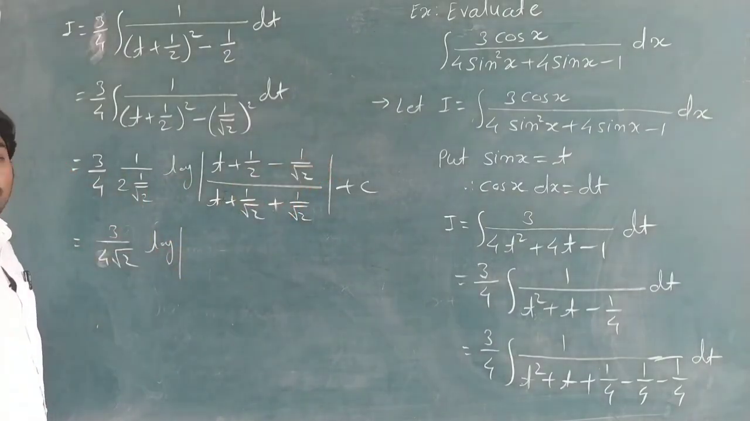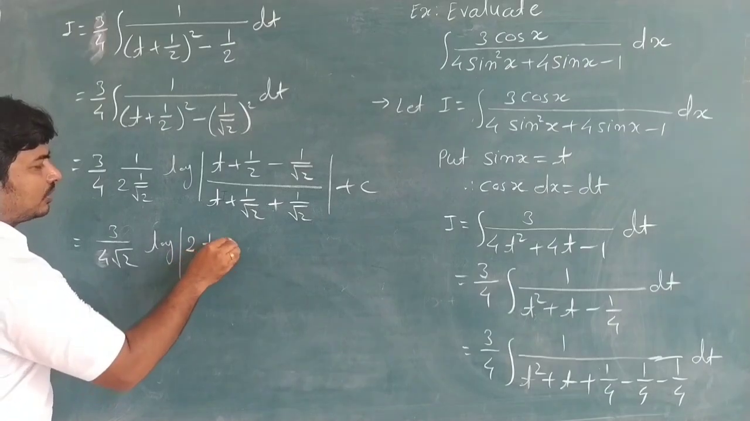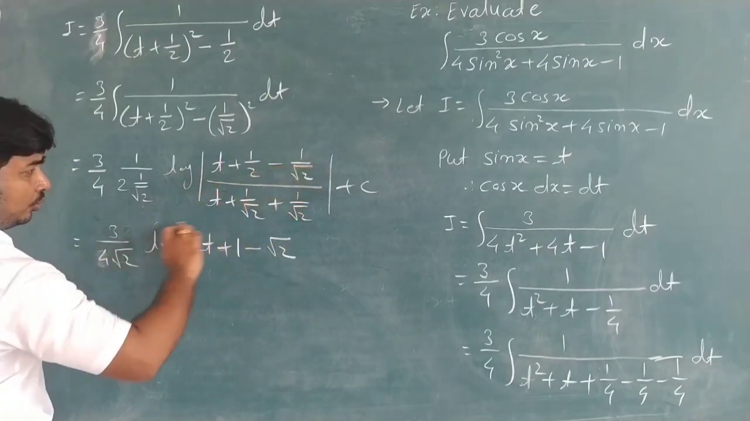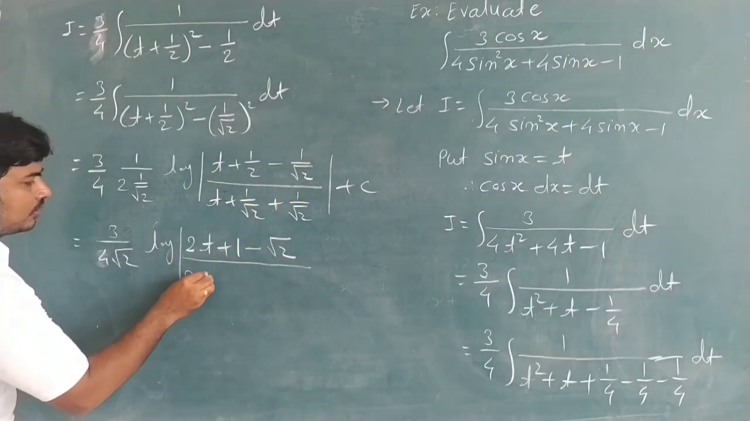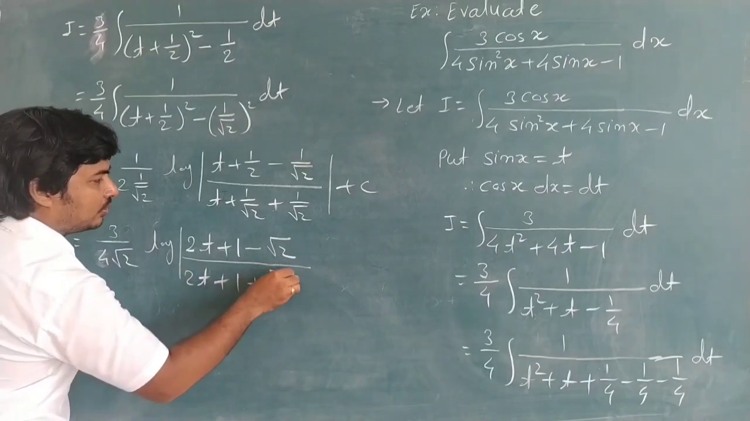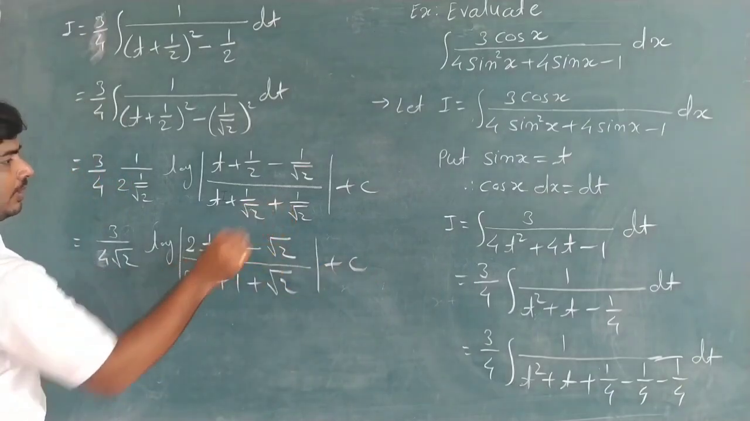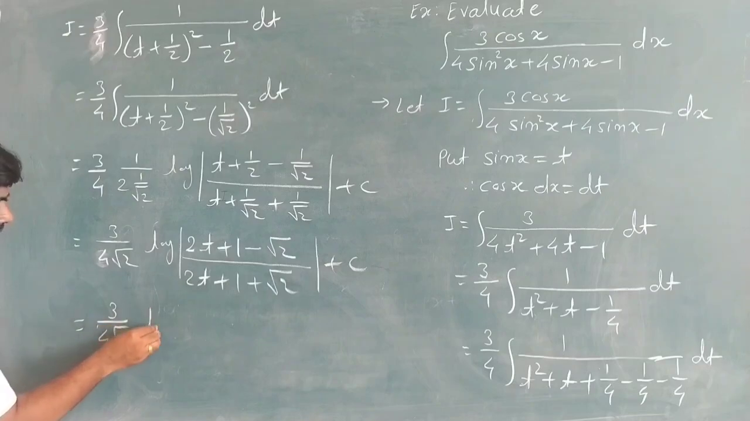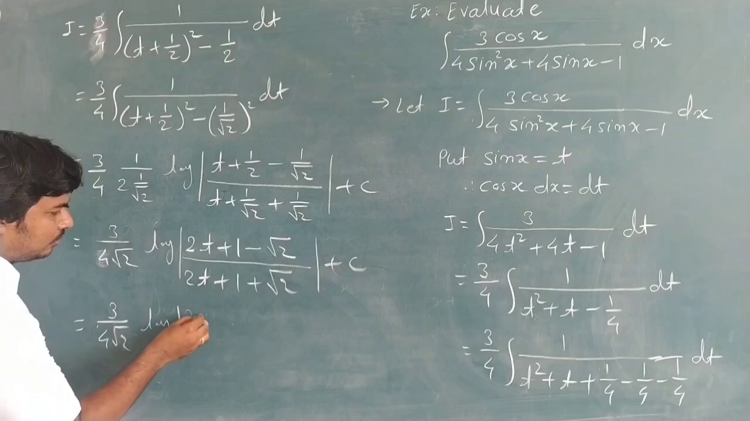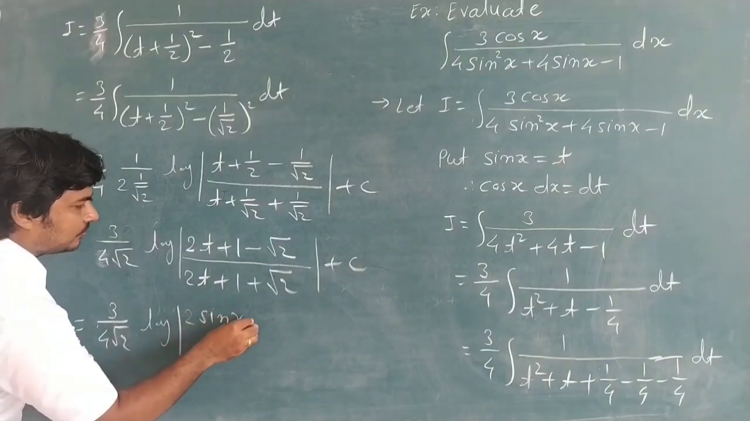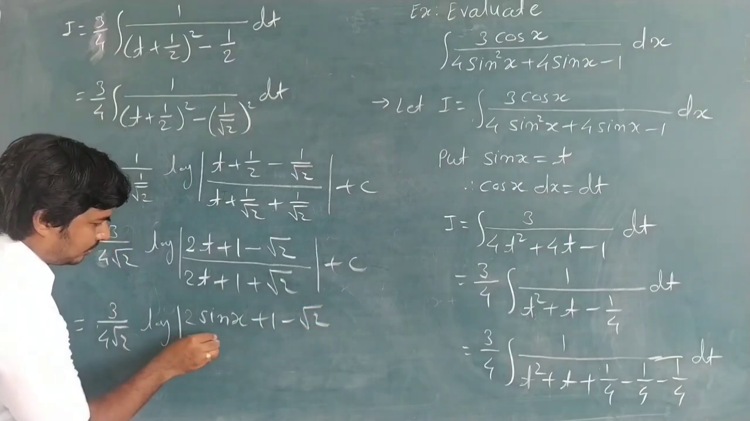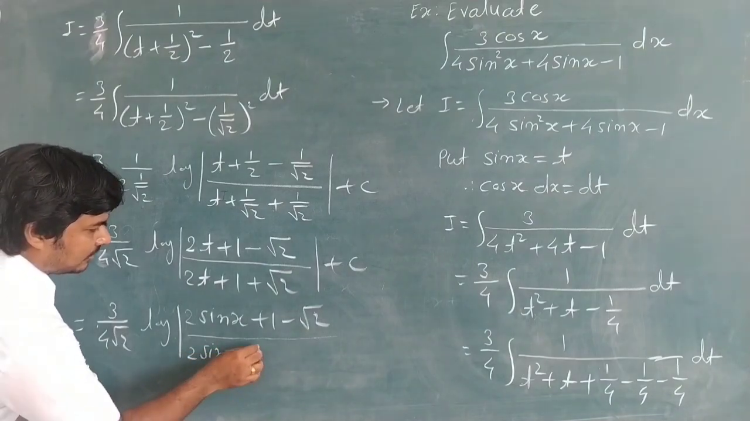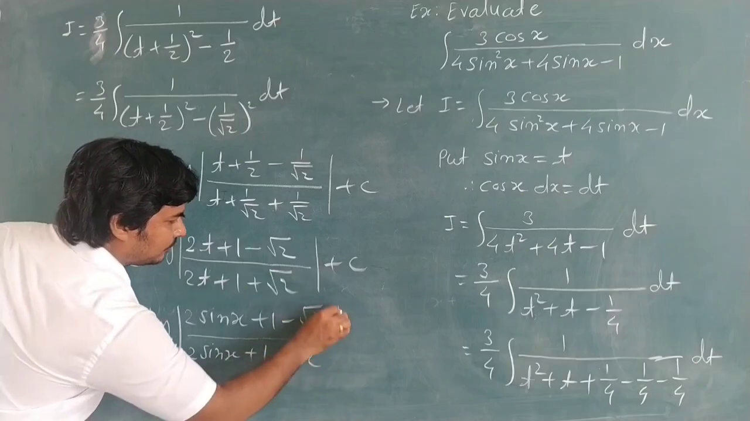Here we multiply by 2, then we get 2t plus 1 minus under root 2. See carefully, here we multiply by 2 in numerator and denominator, whole upon 2t plus 1 plus under root 2 plus c. Okay, we multiplied by 2, and then in the last answer put the value of t: 3 by 4 under root 2 log of 2 into sin x plus 1 minus under root 2 whole upon 2 into sin x plus 1 plus under root 2 plus c.